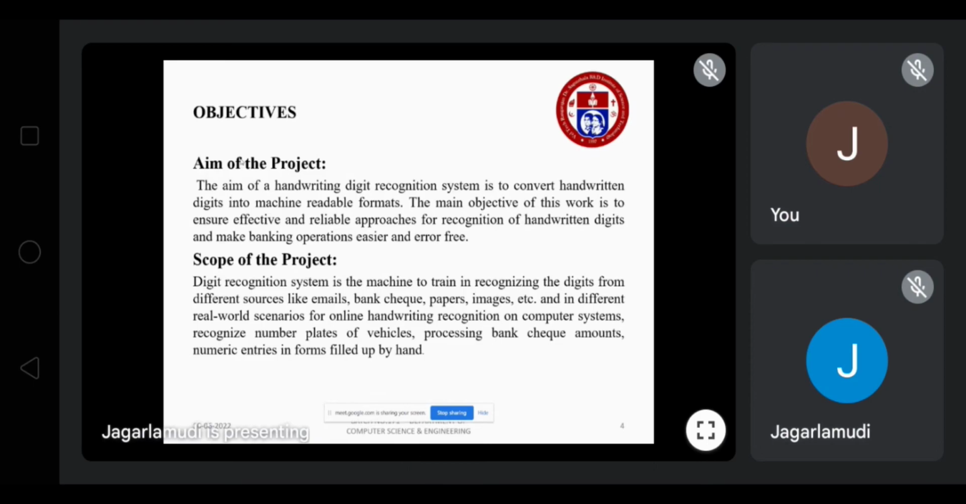This is the objective, the aim of the project. The aim of the project is a handwritten digit recognition system to convert handwritten digits.